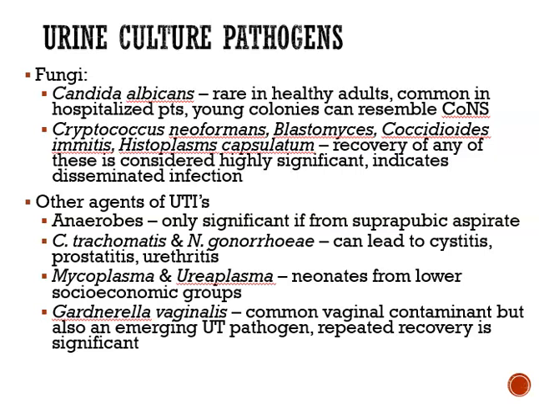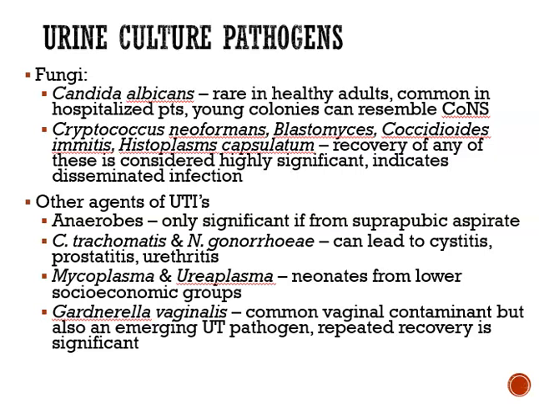Some fungi, Candida albicans, which is rare to see in healthy adults, so it's more common in hospitalized patients. Early colonies, which means early on in the incubation process, can look similar to coag-negative staph, so their colony morphology can be similar. Cryptococcus neoformans, Blastomyces dermatitidis, Coccidioides immitis, and Histoplasma capsulatum. Recovery of any of these organisms in urine culture is considered highly significant and indicates a disseminated infection.